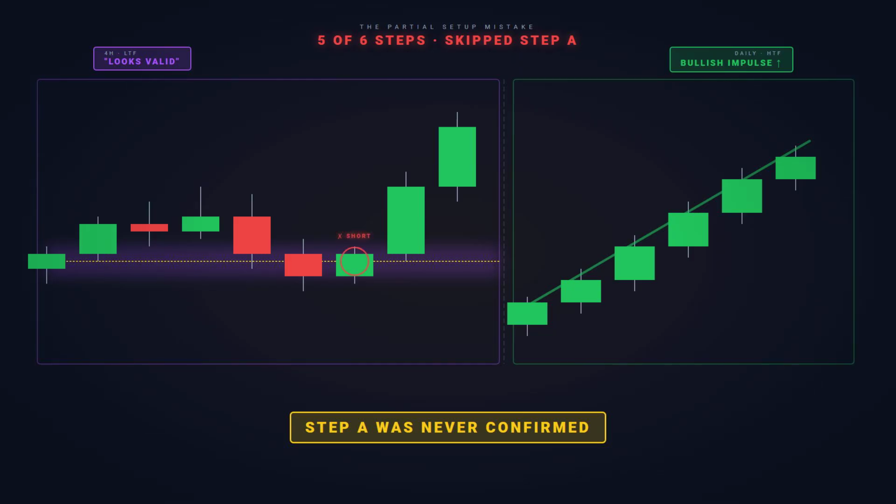The trader who enters short at that FVG gets the fill, because the imbalance is real and price does retrace into it, and then price continues upward, straight through the OB, straight through the stop, because the HTF institutional order flow is bullish.